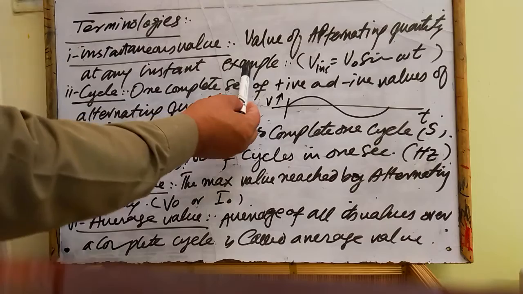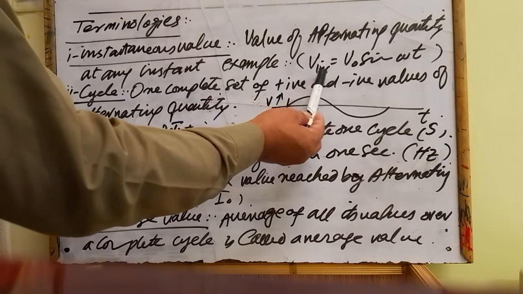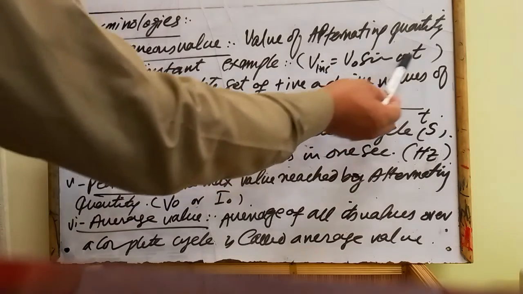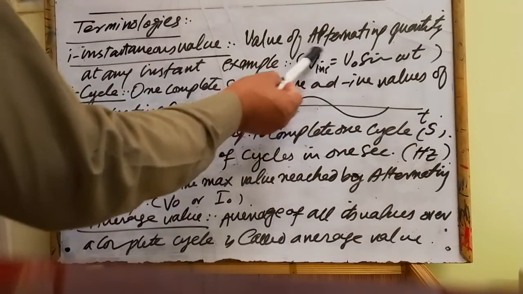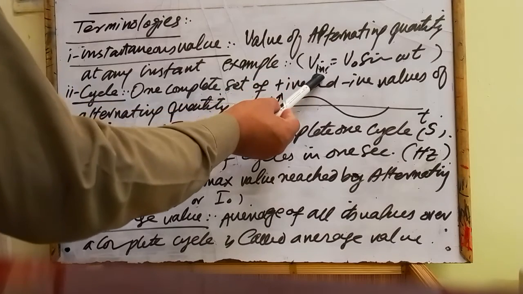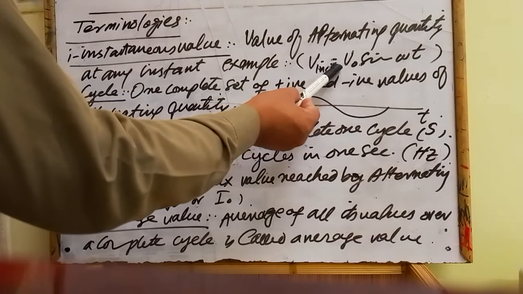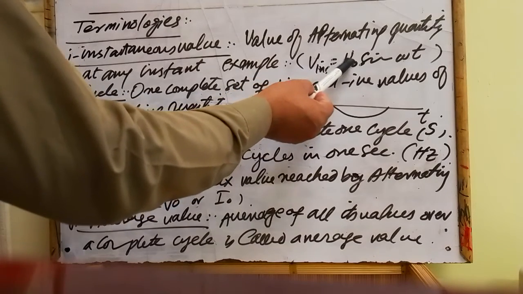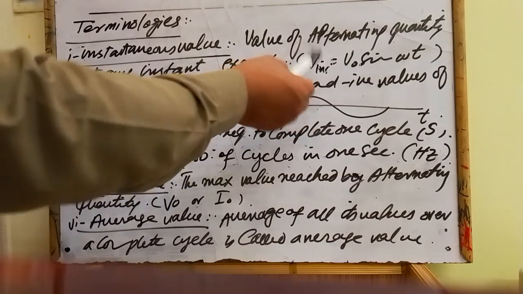For example, we can remind the equation V instantaneous is equal to V naught sine of omega t. This is the instantaneous voltage, and this is the maximum voltage, V naught or V max. We can write it like V max.